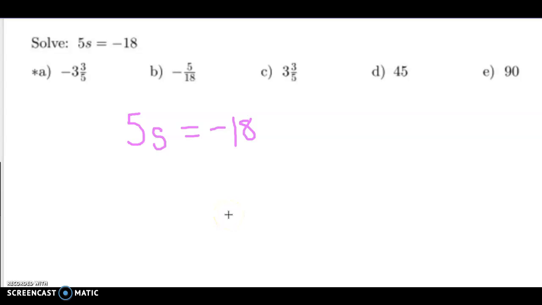Hi everybody, this is CR number 11, helper video number 2, and I went ahead and rewrote this equation down here below so we can work with it. It says solve 5s equals negative 18.